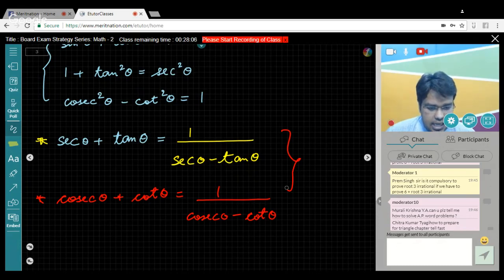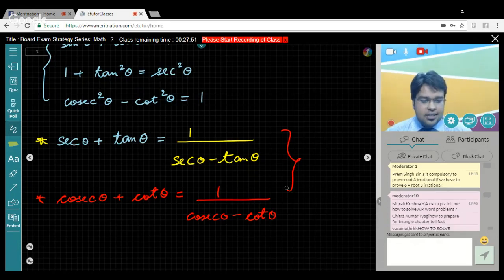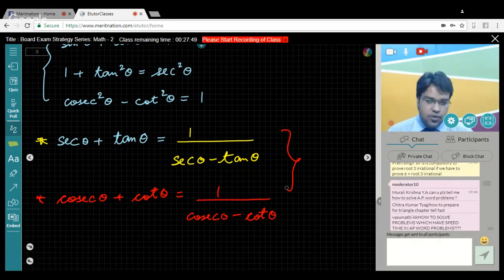Prem Singh is asking, is it compulsory to prove root 3 is irrational if we have to prove 6 plus root 3 is irrational? Yes, Prem Singh, you have to prove root 3 is irrational if it is asking you to prove 6 plus root 3 is irrational. Of course, you have to prove that. You cannot take it for granted that they know that root 3 is irrational. No, you have to prove that.